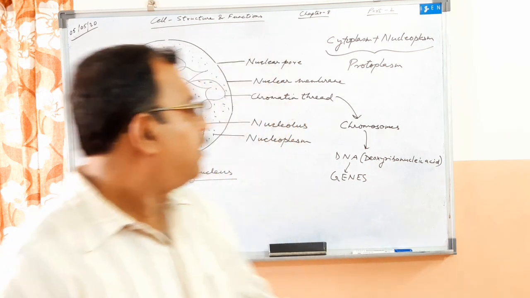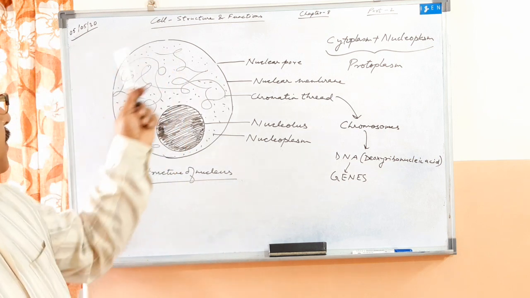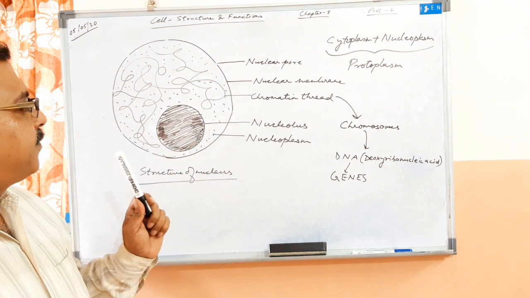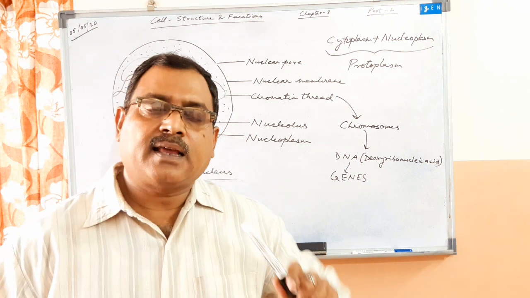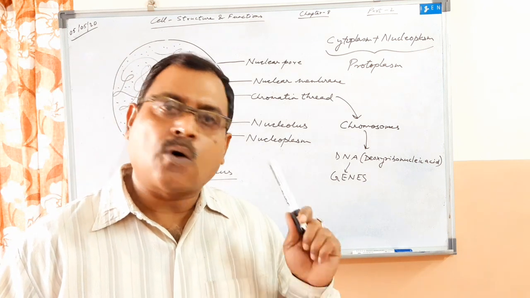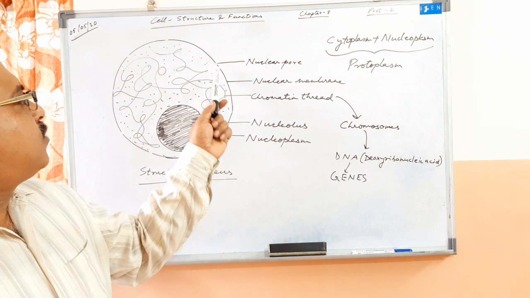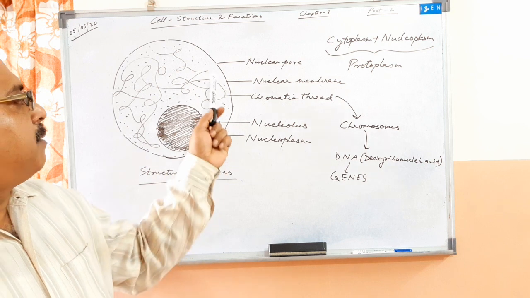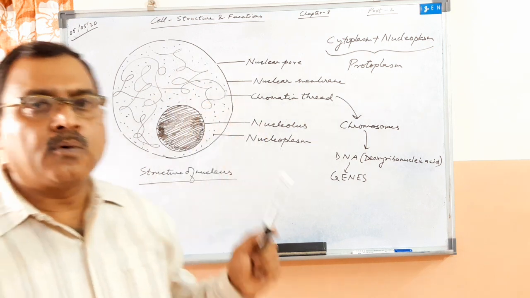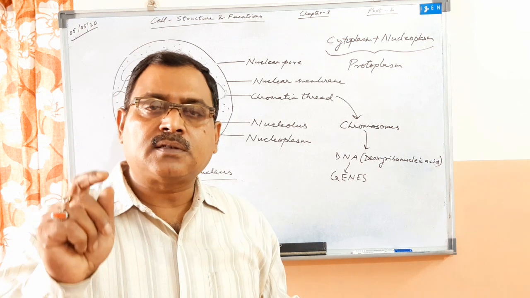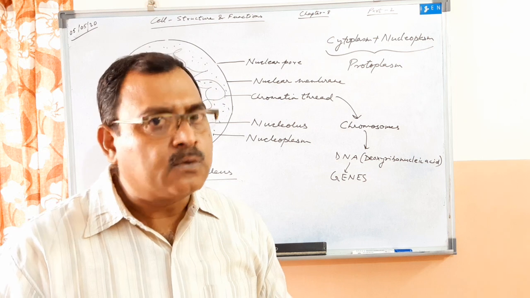So children, let us go through once more. This is the structure of the nucleus. The nucleus acts like the brain of the cell. It regulates all the activities of the cell. The nucleus is covered by a nuclear membrane. Nuclear membrane contains pores which are called nuclear pore, through which substances are allowed to move in and go out of the nucleus.